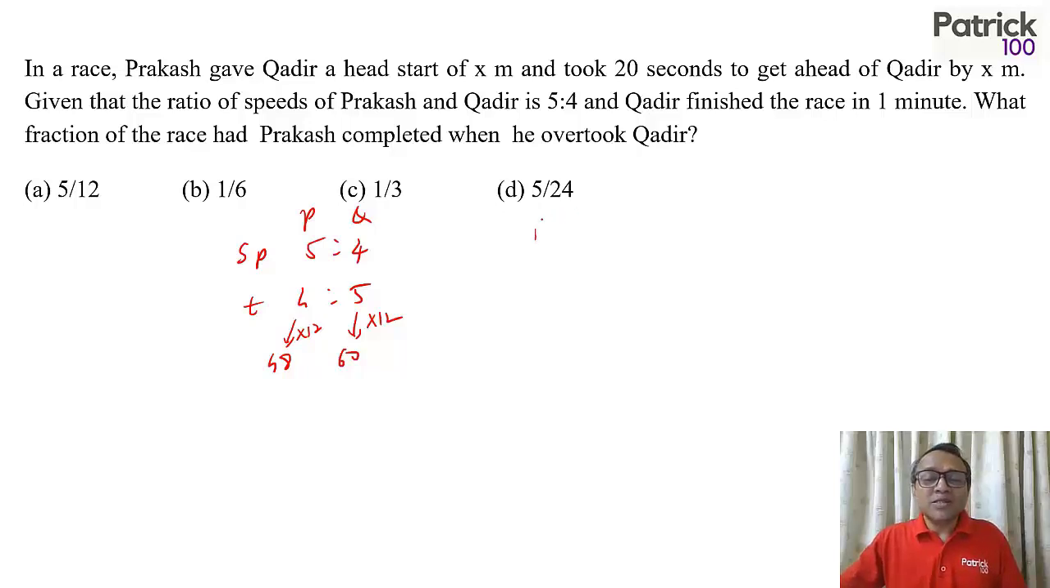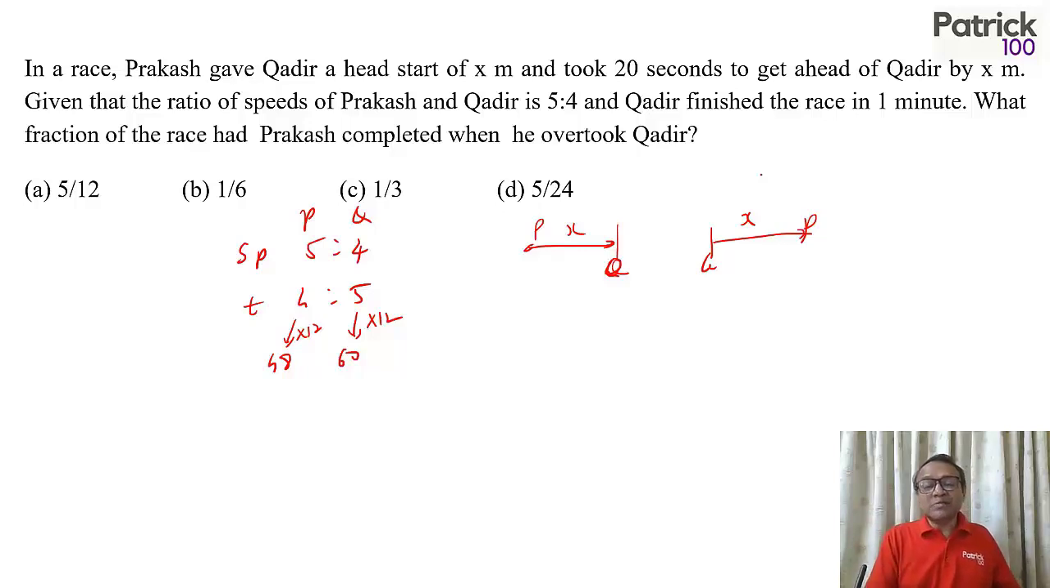So remember, Prakash is X meters behind Kadir, and then he goes X meters ahead of Kadir. Okay, X meters behind to X meters ahead in 20 seconds. So if you look at relative speed, going from X meters behind to X meters forward is 20 seconds. So catching up with Kadir will be 10 seconds. So within 10 seconds will he catch up with Kadir.